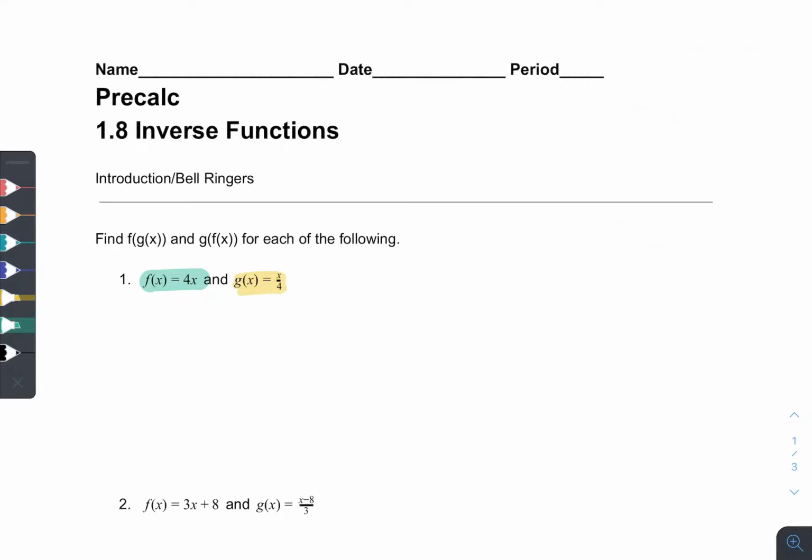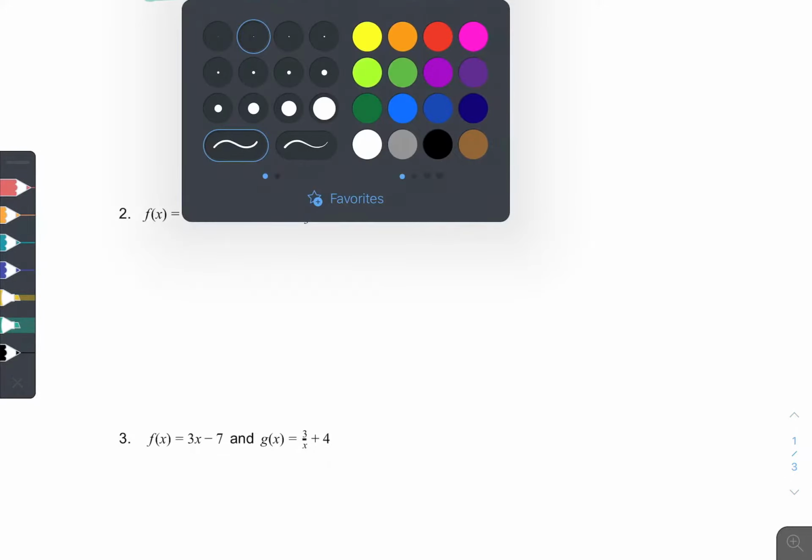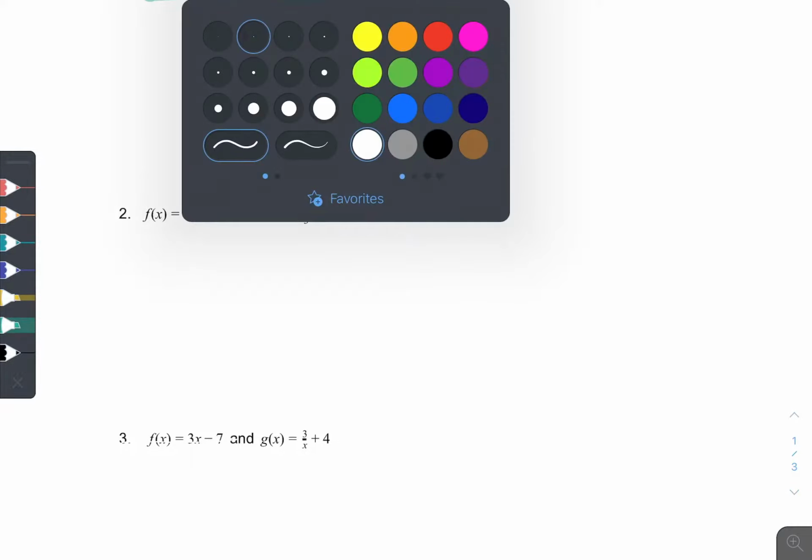Today we're going to be working on inverse functions. We're going to be defining what inverse functions are, proving inverse functions, and finding inverse functions. Okay, so first off, we're going to do a couple of these problems here. I'm going to actually cross off number 3. We're going to skip it for today.